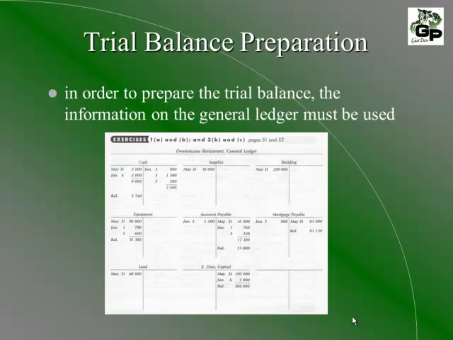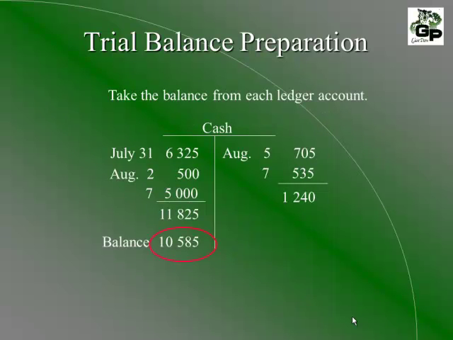In order to prepare the trial balance, the information on the general ledger must be used. So we must take a look always at the balances in the general ledger and transpose those onto the trial balance. Here's an example. Here's the cash account. We see that the balance is $10,585. We take this balance and we transfer it over to the trial balance.